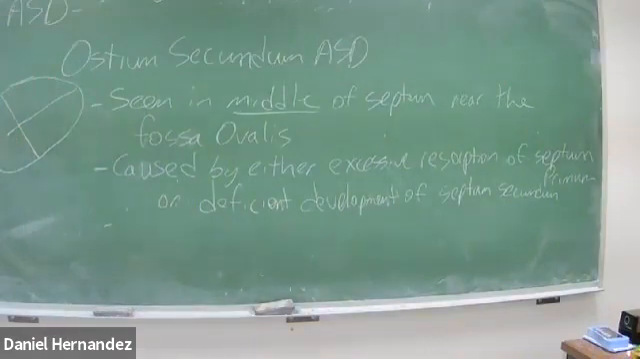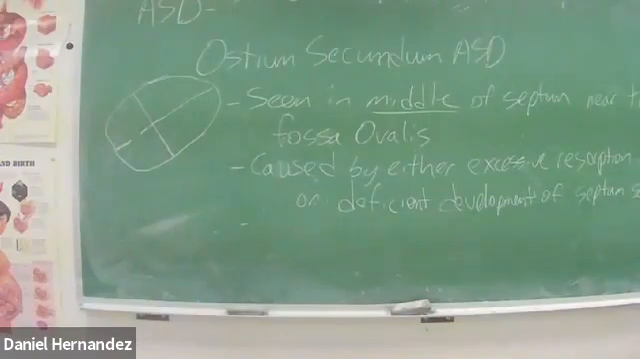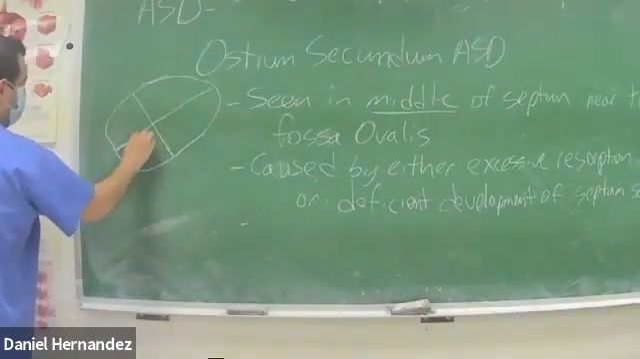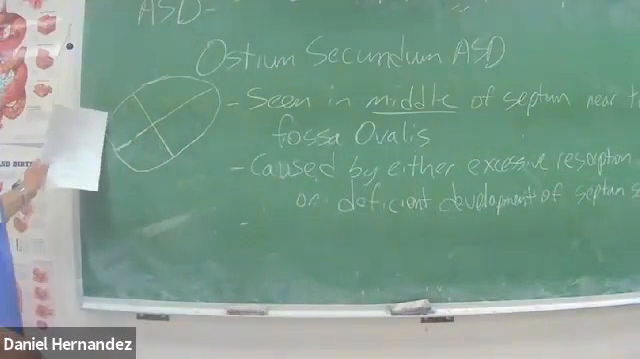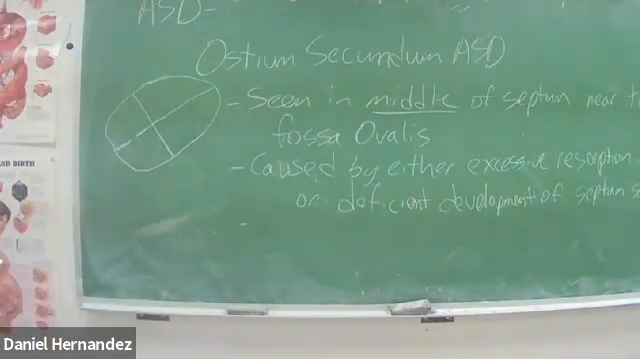So if we have our apical or subcostal view, this shunt lesion you're going to see in the middle of the intraatrial septum. So our subcostal view is a good image of that.